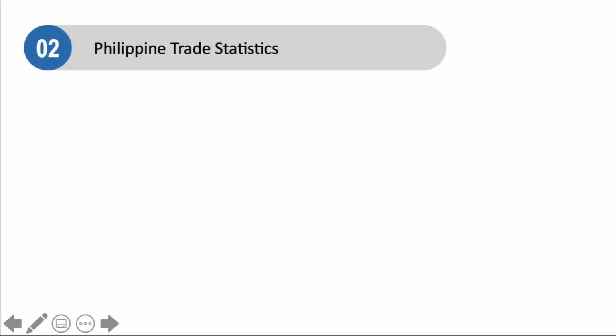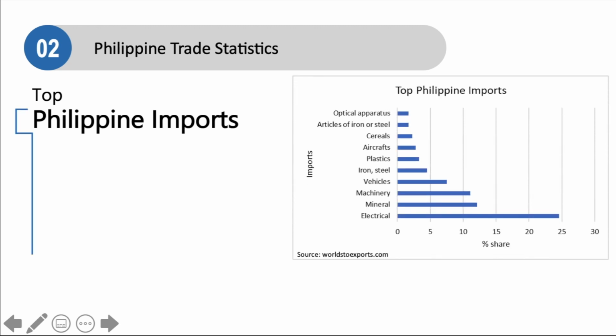Now let's proceed to some important Philippine trade statistics. Just to give you the top Philippine imports, as you can see in that figure, electrical machinery and equipment tops among the Philippine imports, with a value of approximately 25% of the total imports. Other imports are mineral fuels, including oil, machinery, including computers, vehicles, plastics, aircraft or spacecraft, cereals, articles of iron or steel, and optical, technical, and medical apparatus. So these products are being imported to the Philippines.